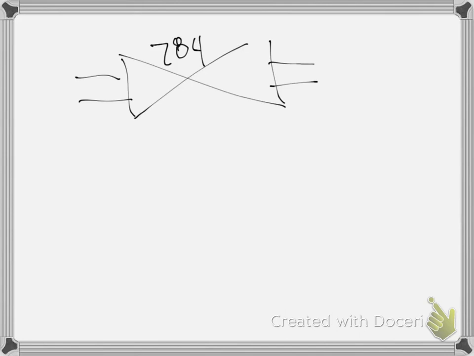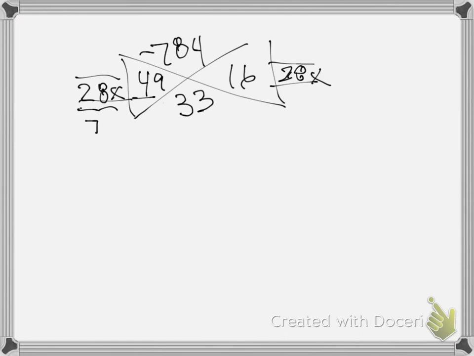784, what was the middle term? That was 49 and 16. 33 on the bottom. And it's 33? 32 plus, yes. And then 28 on each side. 28x. So now you divide everything by 7.